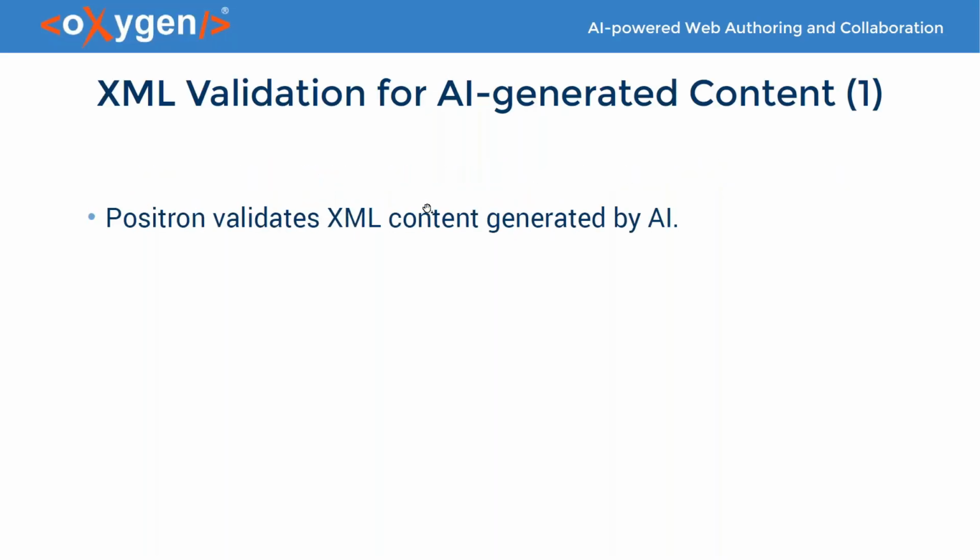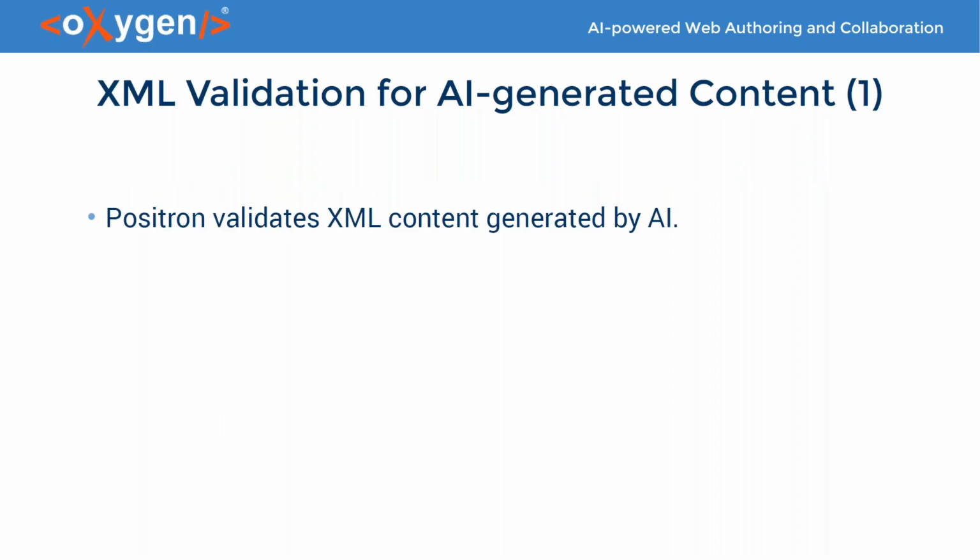Next, XML validation for AI generated content. Well, as you already had the chance to see, when Positron writes content, it automatically validates it. This happens when you ask it to write a file, and it calls the write file tool. And this happens when you take the response from the AI and insert it in the document.